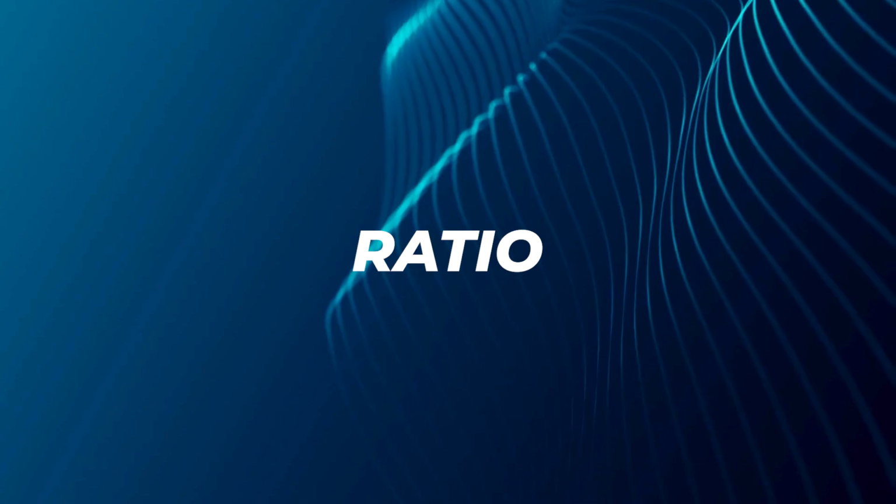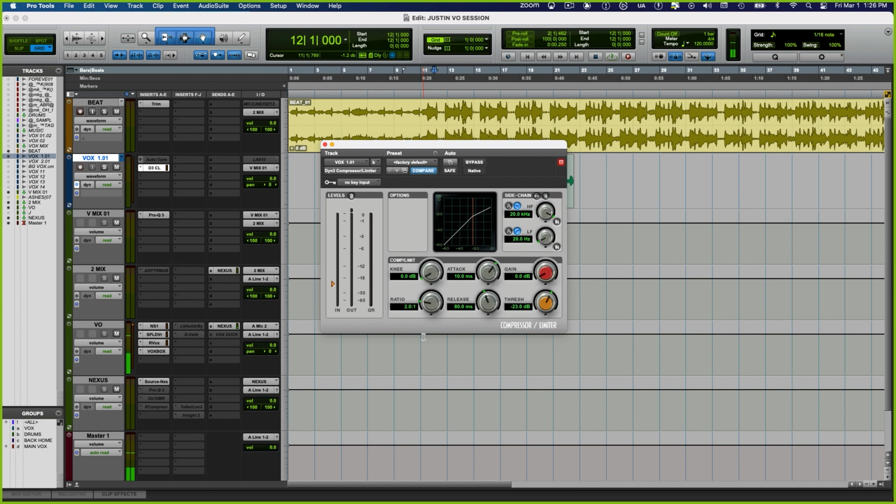Now let's talk about the ratio. Once the compressor has detected that the input signal has exceeded the threshold, it starts attenuating the signal. The amount the level is reduced is determined by the ratio. As an example, if the threshold is set to minus 20 dB, the input signal hits minus 16 dB and the ratio is set 2 to 1, the output signal will be attenuated to minus 18 dB.